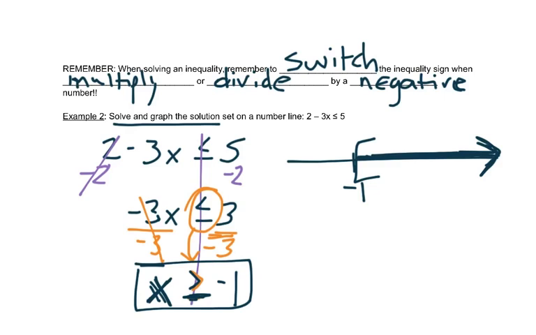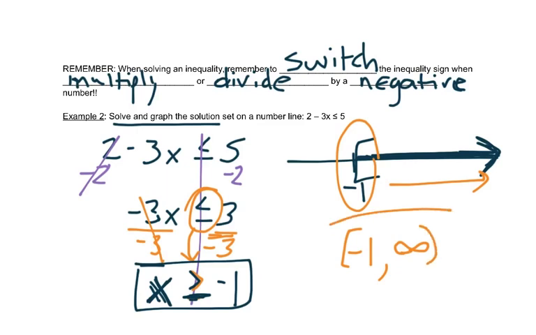Now we can write this answer in interval notation by reading the graph from left to right. So we start here, that's the first spot we hit on our graph. So we'd have bracket, -1, comma, and then it goes forever in the positive direction, so that would be positive infinity, and then infinities always have parentheses. So that is another way of writing our answer.